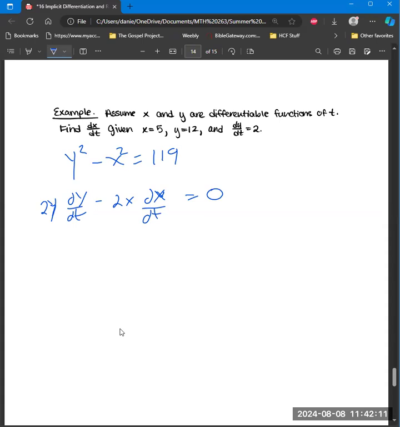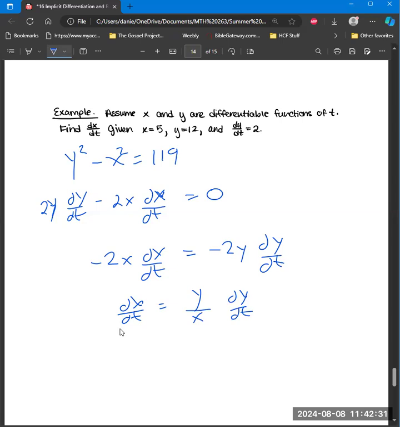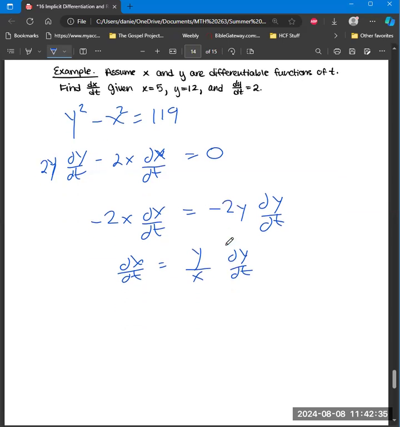And we want to find dx/dt. So negative 2x dx/dt. I'm going to isolate the term that has dx/dt in it, solve for it in terms of my other variables. So dx/dt is going to be y over x times dy/dt. And let's solve for that now with the given information.